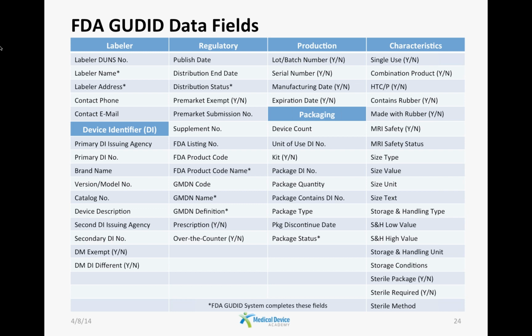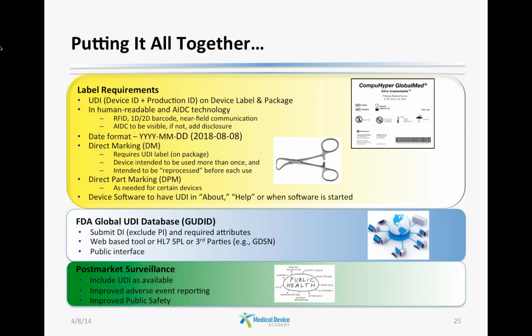These are the main points of the UDI regulation. This gives you a snapshot of all the major aspects of the final UDI rule, from label requirements through data submission to post-market surveillance, reporting, and tracking. This really is a publish or perish regulation.